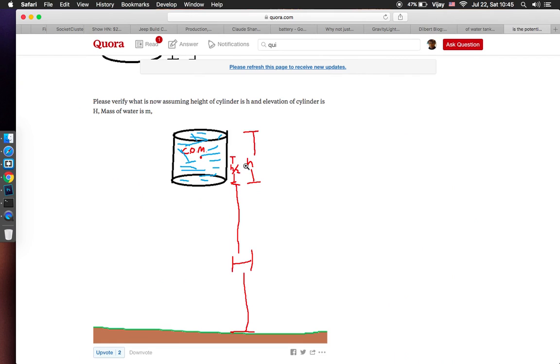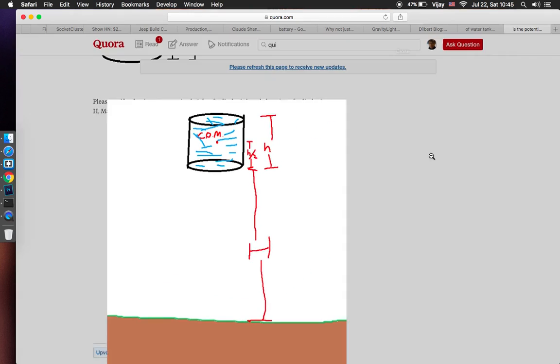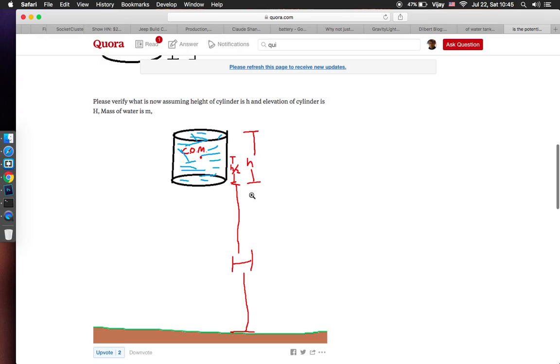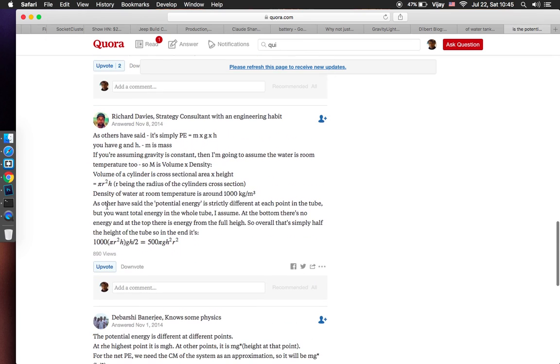Here the one thing that I realized is, why is it h by 2? It should be the mass of all the atoms in the tank multiplied by the gravity g, so m into g, into this height h plus the small h. Why is it h by 2? This is something I realized just now, and this guy's comment actually makes sense here. The potential energy is strictly different at each point of the tube, but you want the total energy in the whole tube. At the bottom there is no energy, and at the top there is energy from the full height. So overall there is simply half of the height of the tube.